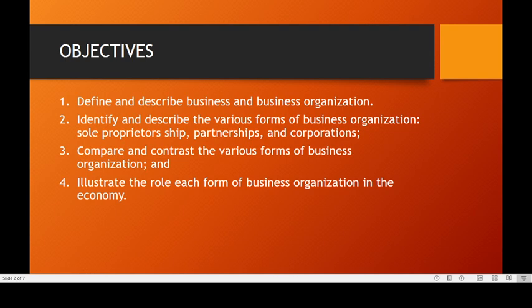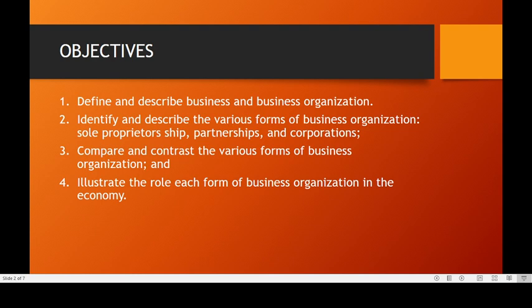And the fourth objective is to illustrate the role of each form of business organization in the economy. Actually, no, we are not going to illustrate each form, but instead we are going to illustrate it in a general sense, regardless of what type of business organization it is, because they can provide the same kind of contribution to the economy.